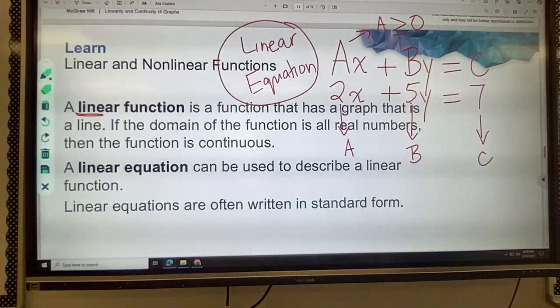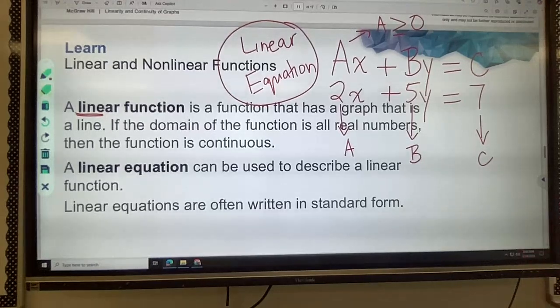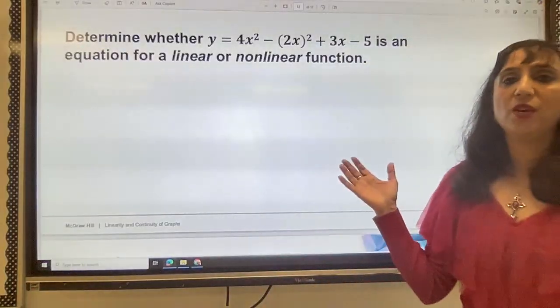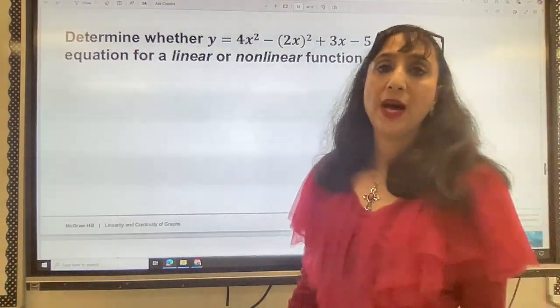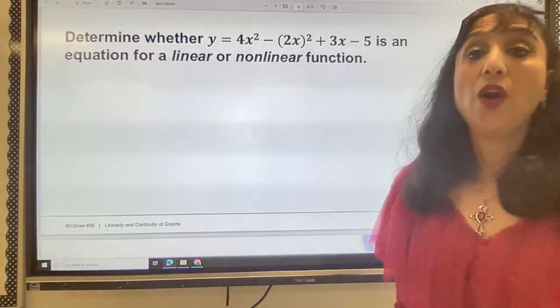The function values of a linear function change at a constant rate for every equivalent change in the x values. The change in the function values for a nonlinear function will vary for equivalent changes in x. All right, so let's do a problem, and we are looking at whether it is linear or nonlinear. Let's say I give you this equation, y is equal to 4x squared minus 2 squared x squared plus 3x minus 5, and I want to see if it is an equation for a linear or nonlinear function.